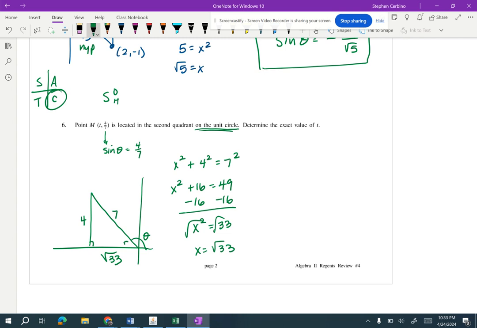All right, so I want to find the value of t. And we know that the value of t is actually cosine, because the x value of a point on the unit circle is cosine. So we need to use CAH. So the adjacent side, if we label this up, right, this is the adjacent, this is the opposite, and this is the hypotenuse. So the adjacent side is the square root of 33. The hypotenuse is 7. So we could say that this t value is a negative number because it's in quadrant 2. And it's the adjacent side, the square root of 33, over the hypotenuse side, which is 7.